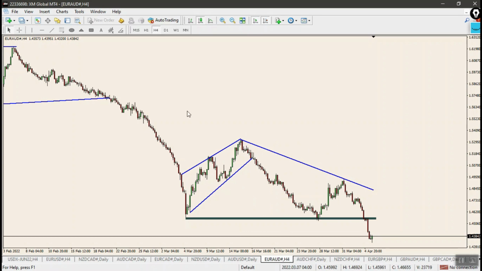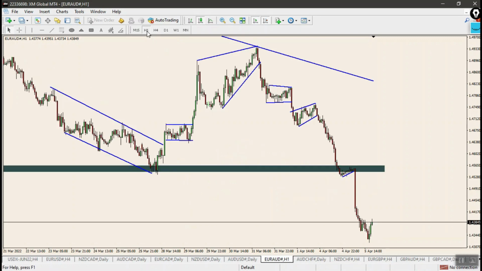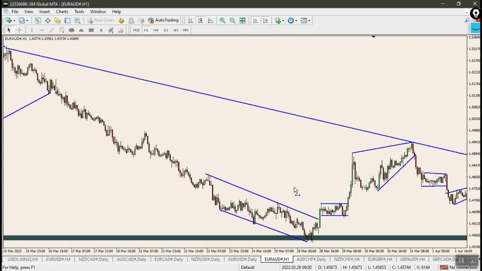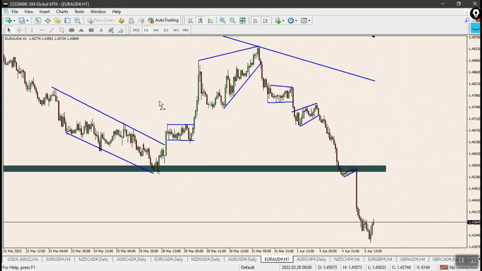We're going to start with the flags, and let's go on the 1 hour to see what I'm talking about. After this formation that has this wedge, this rising wedge has broken out, we now see a continuation pattern, a flag, right? One flag. Right after this reversal pattern has broken out.